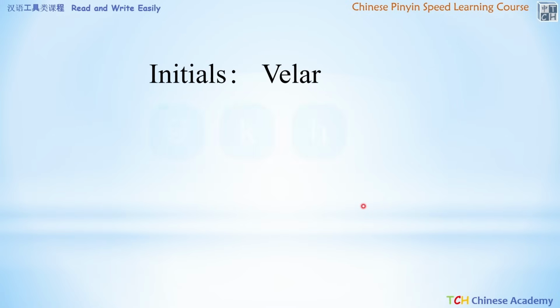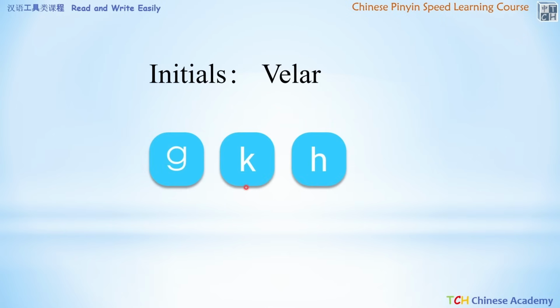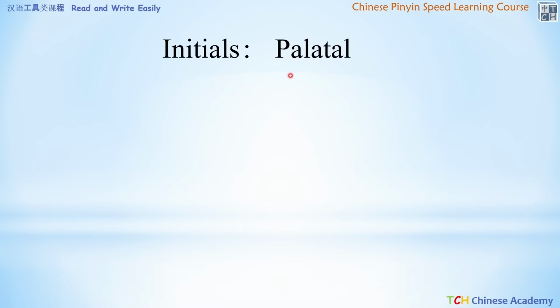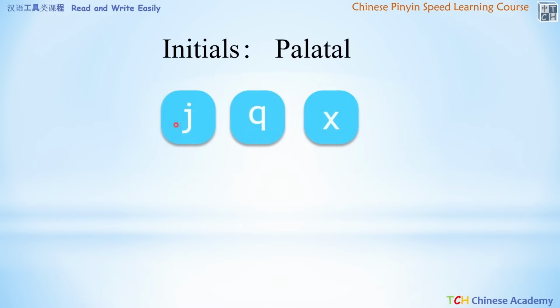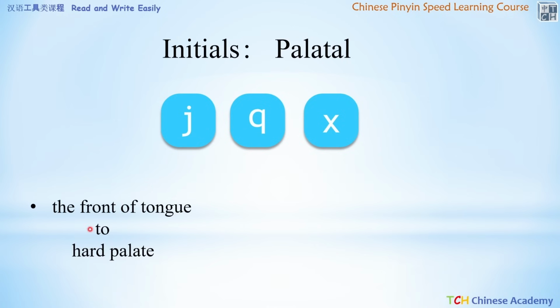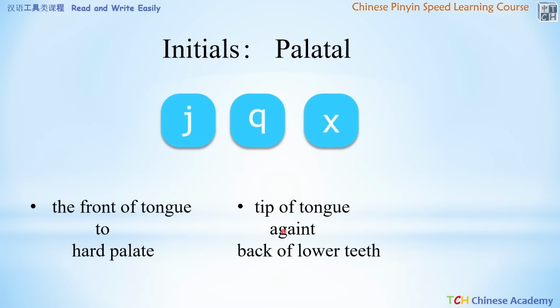Well, so much for the three velar sounds: G, K, H. And in this video, we're working on the palatal initials. They are J, Q, X. We group these three together as palatal sounds because when we pronounce them, we need to raise the front of the tongue to the hard palate, and also press the tip of the tongue against the back of the lower teeth. And the palatal sounds are produced when the air is released.